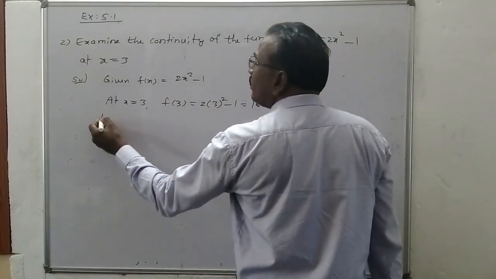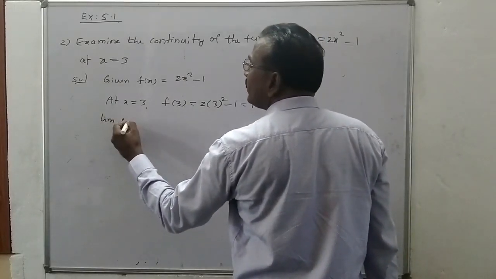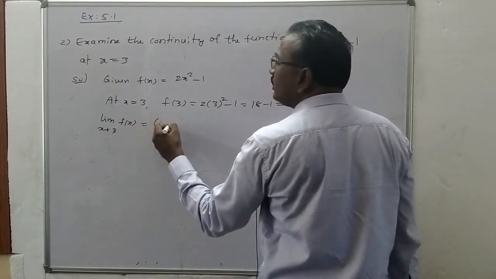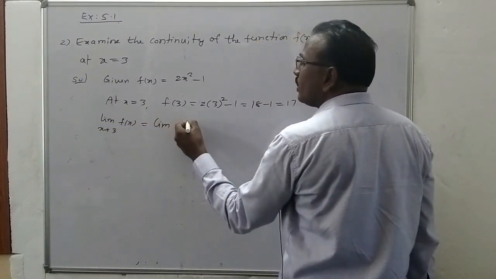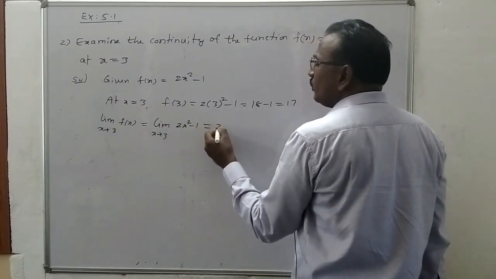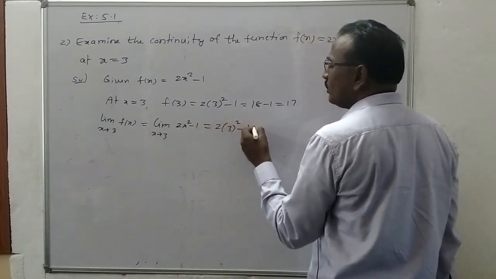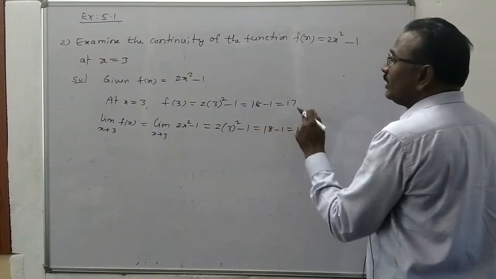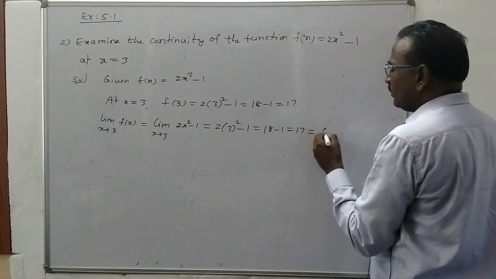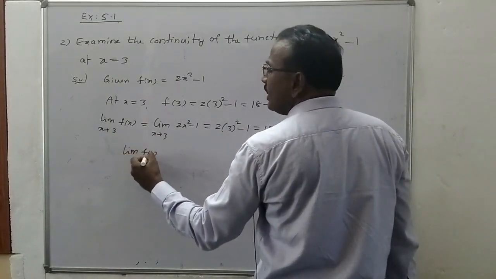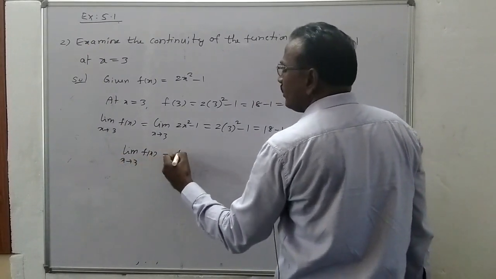Next, limit of a function. Limit f of x as x tends to 3 is equal to limit, here f of x is 2x squared minus 1, as x tends to 3. Direct substitute x is equal to 3: 2 into 3 squared minus 1, that is 18 minus 1, the value is 17. 17 is exactly the same as f of 3. So therefore limit f of x as x tends to 3 is equal to f of 3.